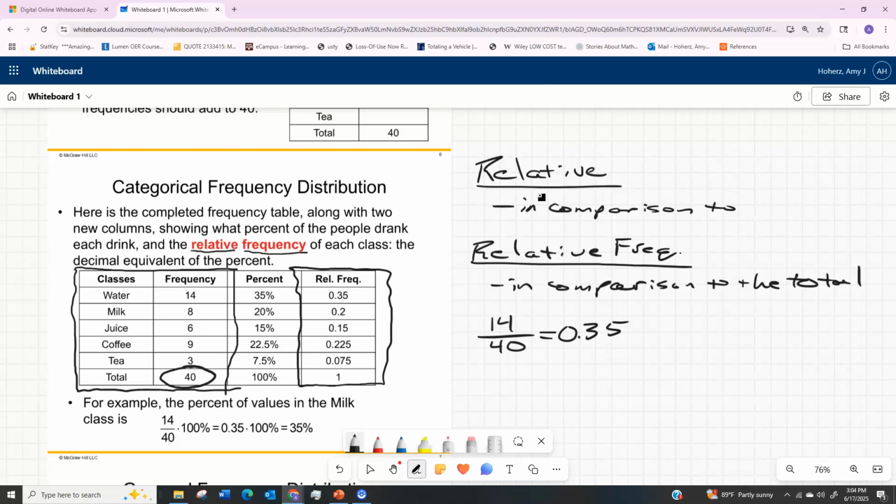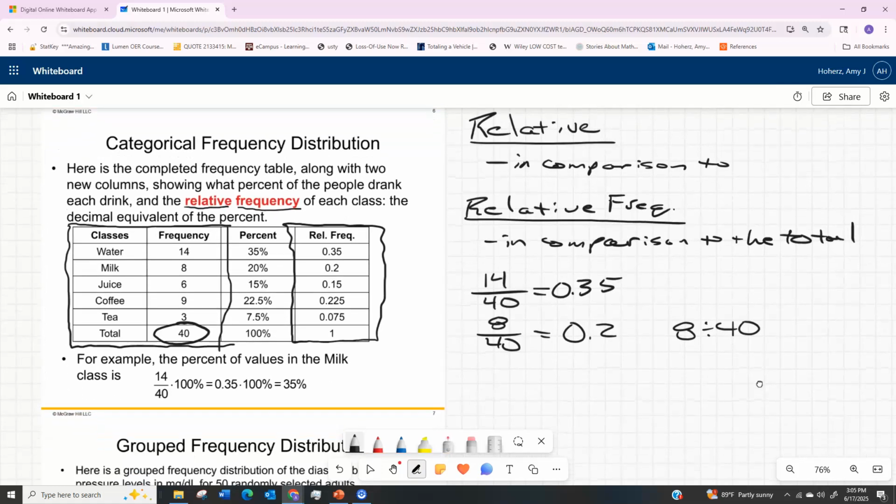If we do the next one, 8 out of 40, that comes out to be 0.2 when you divide that. So again, on your calculator, just do 8 divided by 40, and you would get 0.2, and 0.2 is the same as 20%. You always shift it 2 decimal spots, or a lot of people think of it as multiplying by 100. Then if we did 6 out of 40, scooch down a little bit.